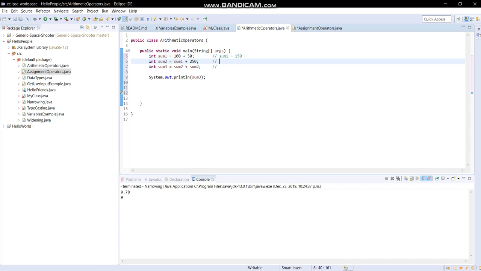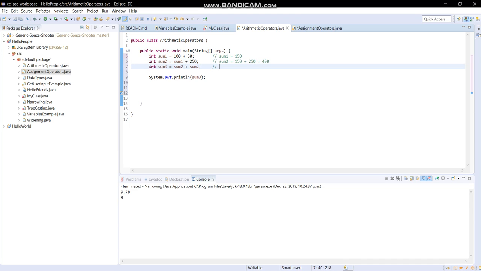Then the next line is telling me sum2 equals sum1 plus 250. So sum2 equals 150 plus 250, and that's because we took 150 from sum1 in the first line, which makes this 400.